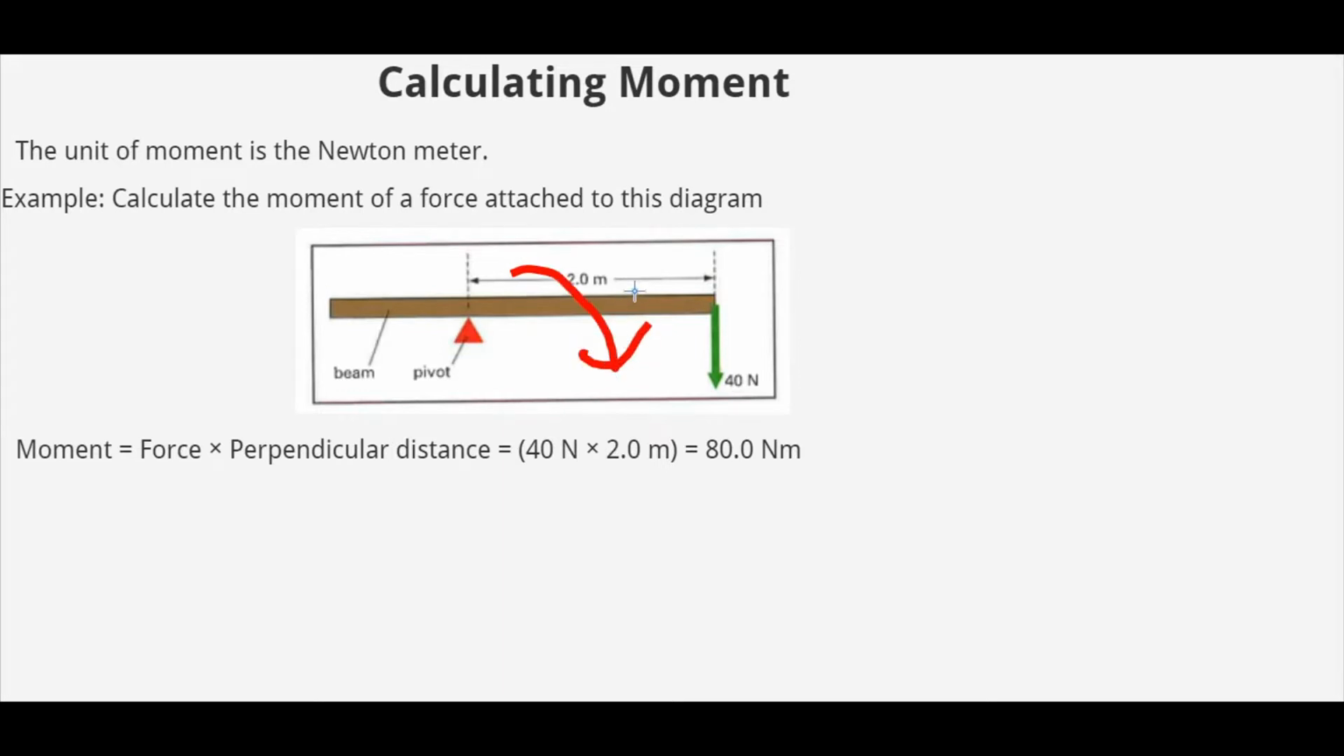So you multiply the distance with the force. So moment now becomes force times perpendicular distance. And that gives us 40 times 2. That gives us 80 Newton meters.